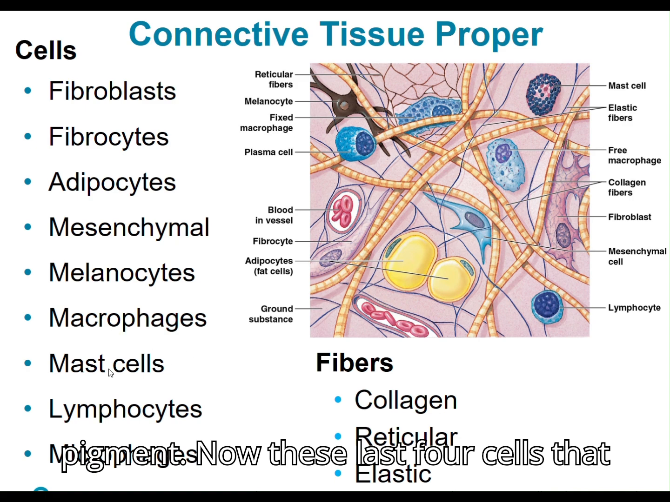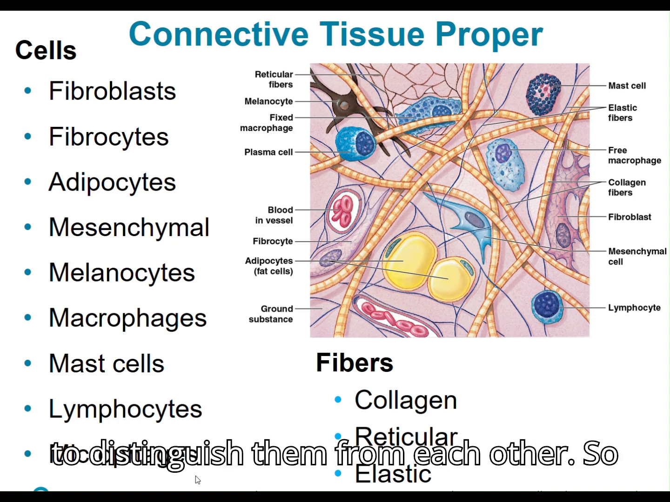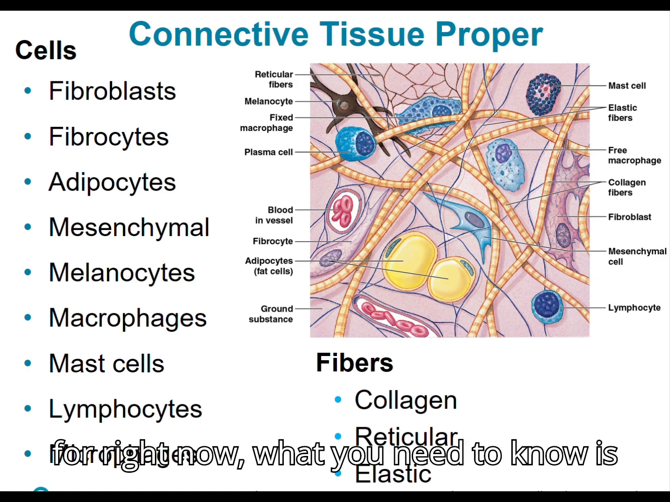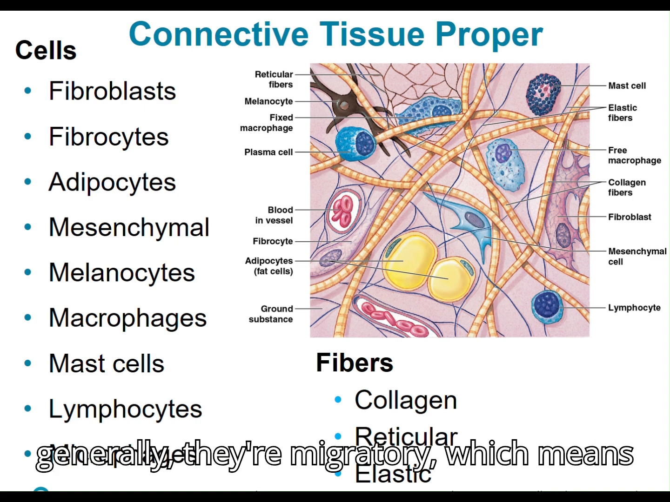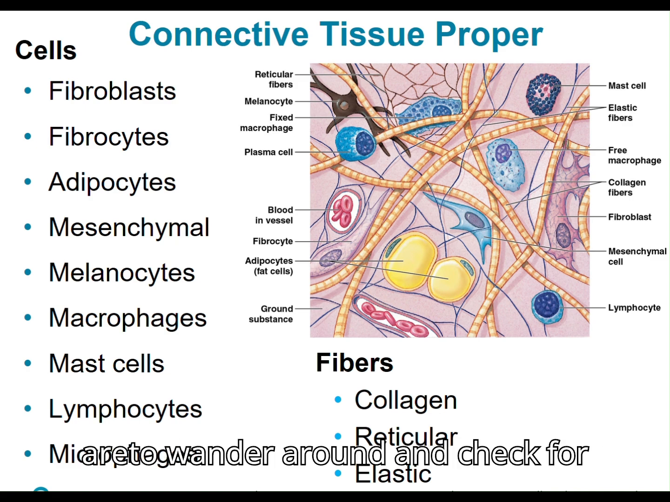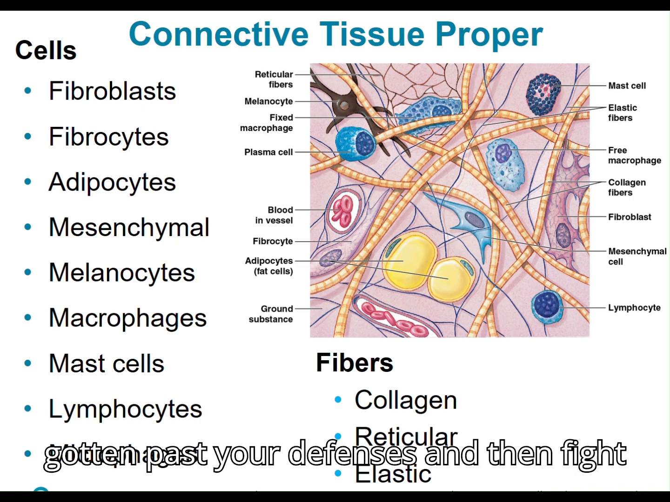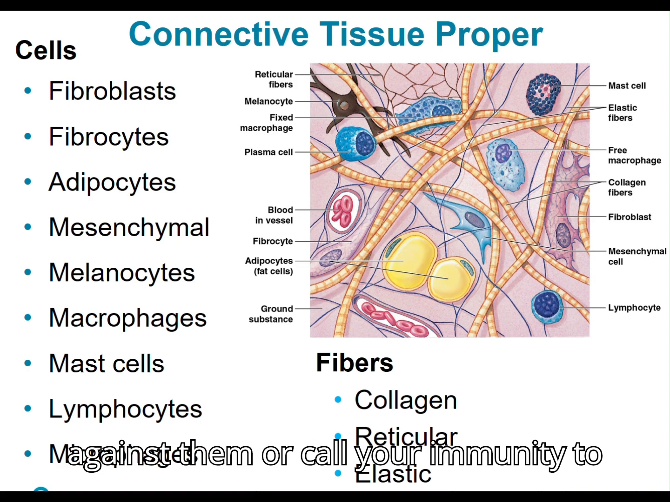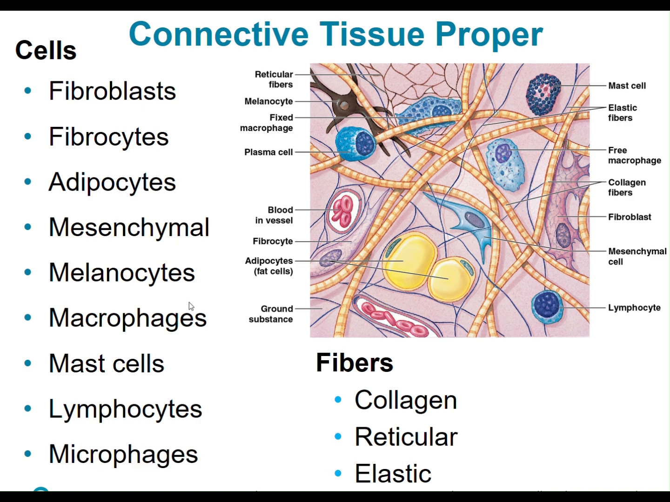Now, these last four cells that we have here, macrophages, mast cells, lymphocytes, microphages, all four of those, I'm not going to ask you to distinguish them from each other. So for right now, what you need to know is that they are white blood cells. And generally, they're migratory, which means they are not fixed and stuck into one place within the tissue. They basically are there to wander around and check for any kind of microorganisms that may have gotten past your defenses and then fight against them or call your immunity to actually fight against them. So those are all just collectively white blood cells.